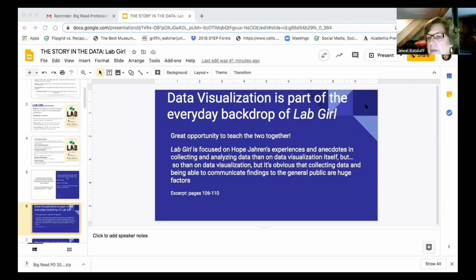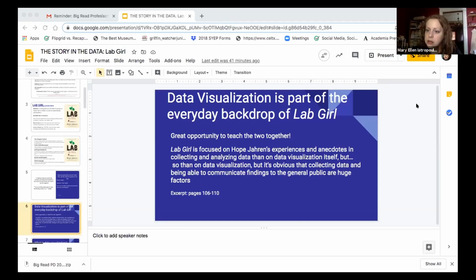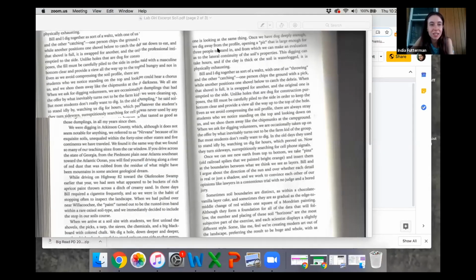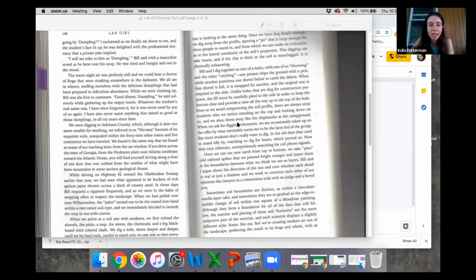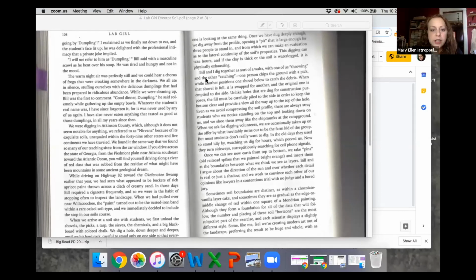Sorry, I don't have a copy with me. It's okay. Are you able to look at the PDF that's on the screen? It's not on the screen. Am I the only one seeing the PDF on the screen? Nope, I see your PowerPoint, not your PDF. Oh, okay. Sorry, we didn't let you know. That's okay. Check this out. Woo! How about now? There it is. It's a little glitchy, but now we're good. Perfect. Okay. Jewel, can you please start with "Bill and I dig together as a sort of waltz"?